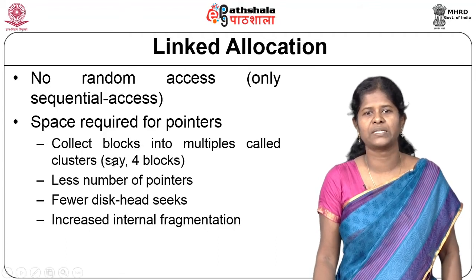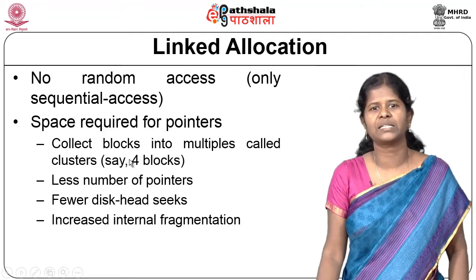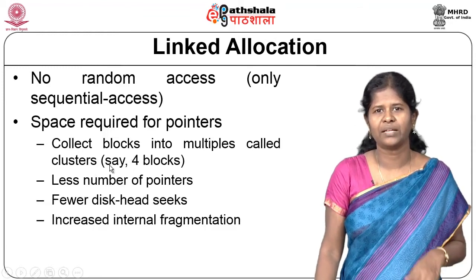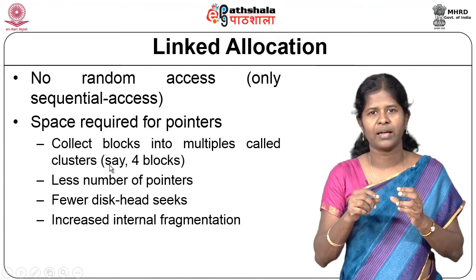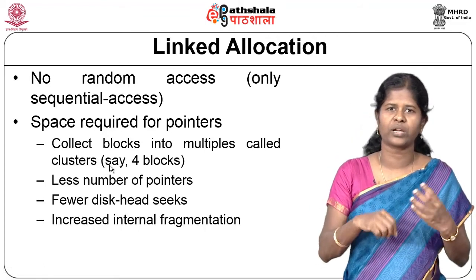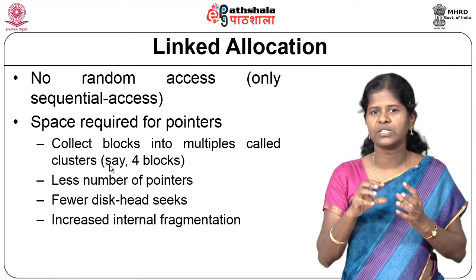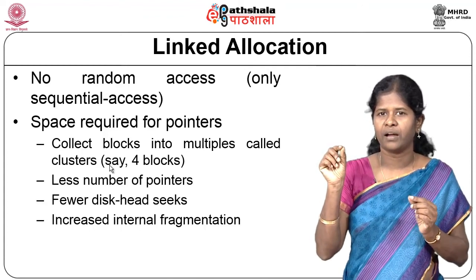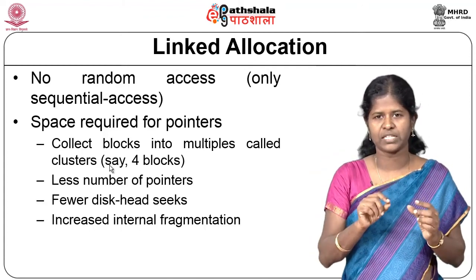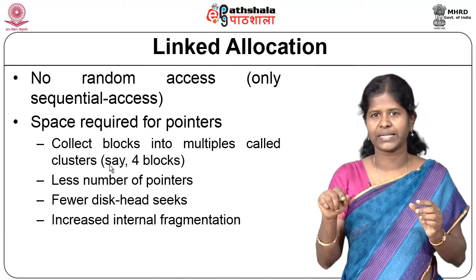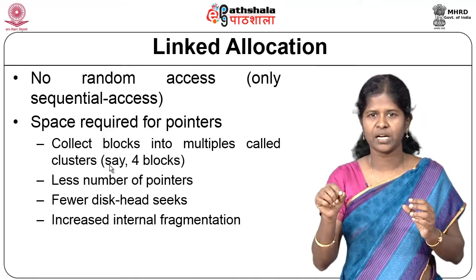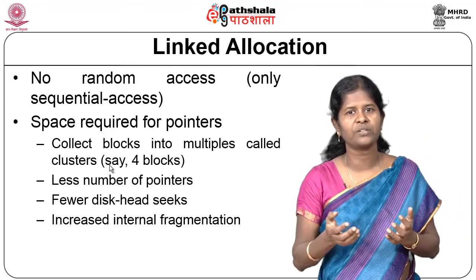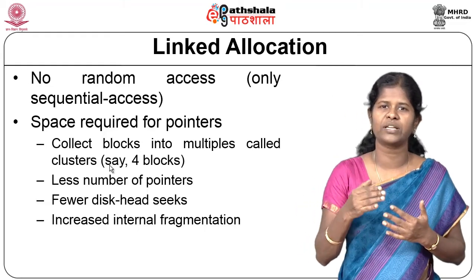So, this occupies space. What can be done is that you can collect these blocks into multiples called clusters. Rather than having one disk block and then a pointer from there to the next disk block and so on, you can have groups of, say, 4 blocks. From the initial directory entry, it will point to the first disk block, then the first 4 disk blocks in this cluster can be used, and then from this cluster you will have a pointer to the next cluster, which again will be 4 disk blocks, and so on.